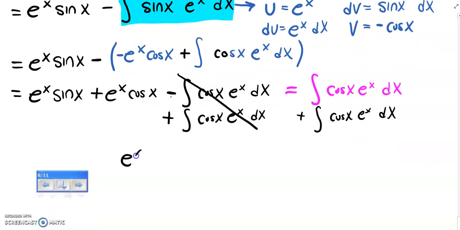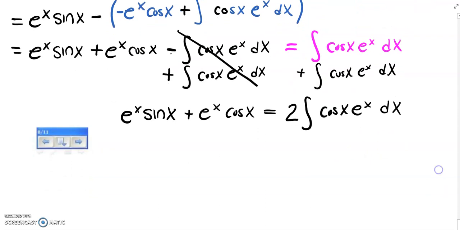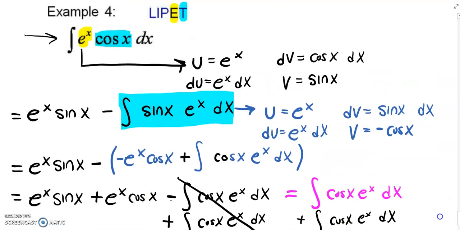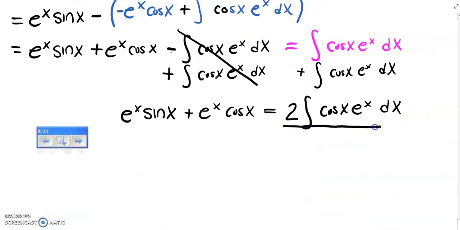The left side of this equation has no integration in it anymore. E to the x sine x plus e to the x cosine x equals, and when you add two like expressions together, even if they're integrals, that's always going to be repeated addition, so it's going to be 2 times cosine x e to the x dx. And we have one final step to go, because again, my goal in this whole problem was to figure out what the integral of e to the x cosine of x dx is equal to. Well, guess what? If I divide both sides by 2, I will have answered that exact question.